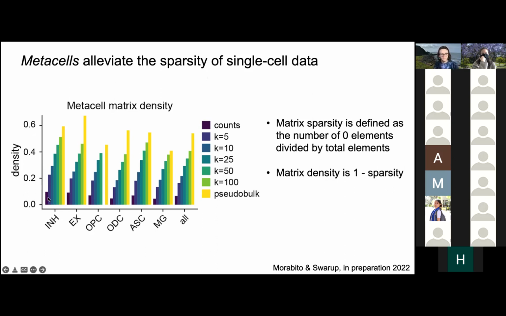So you can see here the actual counts matrix for the inhibitory neurons. This is basically telling us that only 10% of the elements in the matrix roughly are non-zero. And when we start using metacells, like if we use K equals 25, which is what we actually used for the analysis, the density increases like 4 or 5-fold. So that's going to end up helping us downstream in the actual co-expression inference.